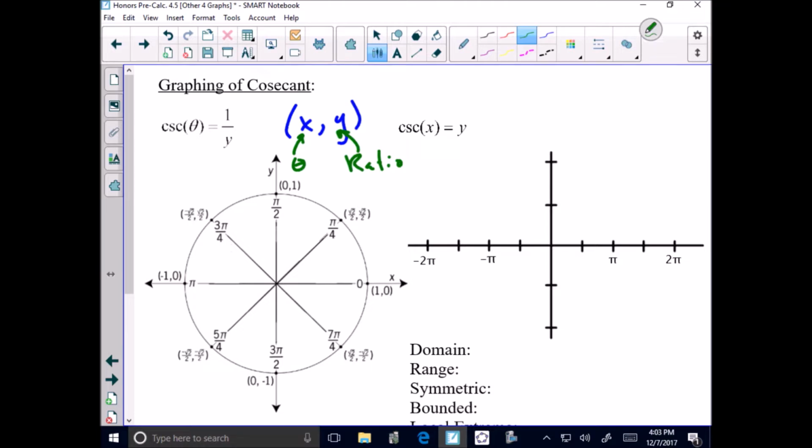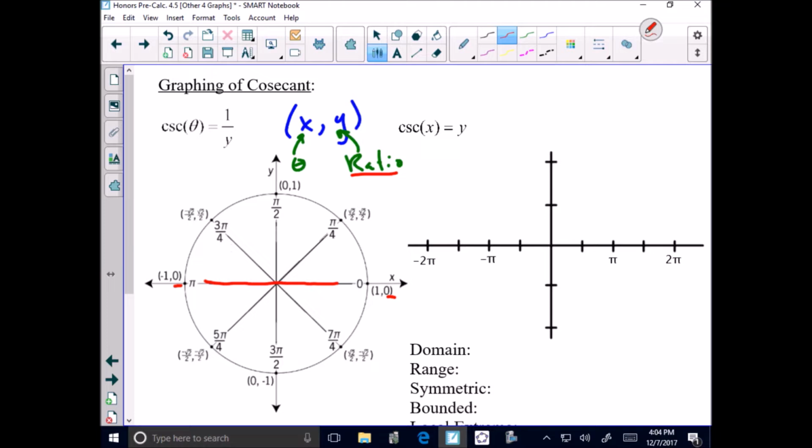When we look at the ratio of cosecant, we have 1 over the y value where that rotation ended. And so that's what's going to determine the y values of the ordered pairs of cosecant. Now, when we're looking at the ratio as 1 over the y value, there are some rotations for which the y value is 0. In fact, any rotation that lands us on the x-axis is going to have a y value of 0, right?